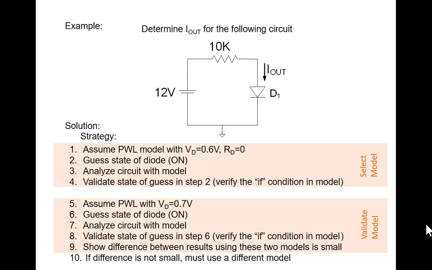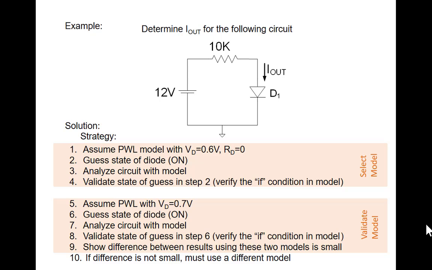Okay, and this strategy is used a lot, not just in diode circuits, but for other models as well. So, let's now comment on how we're going to solve these nonlinear circuits. And also verify that the model is valid. So I'm going to try to determine I out in the following circuit. I'm going to assume a piecewise linear model with VD of 0.6 volts and RD equals 0. I'm going to guess the state.